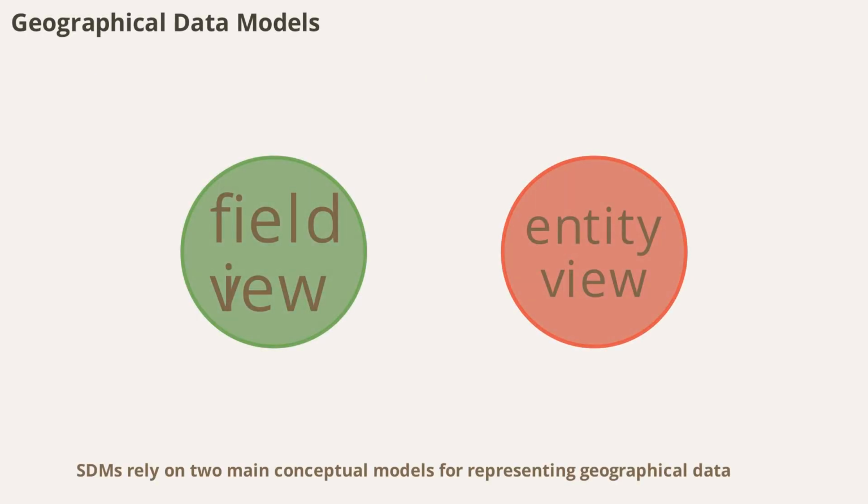SDMs rely on two main conceptual models for representing geographical data: the field view and the entity view. The field view treats geography as a continuous surface where variables can be measured anywhere, while the entity view focuses on discrete features like species occurrences. In practice, SDMs often combine both perspectives, modeling species as entities and environmental predictors as fields. This dual approach allows for flexible and realistic modeling of species distributions.